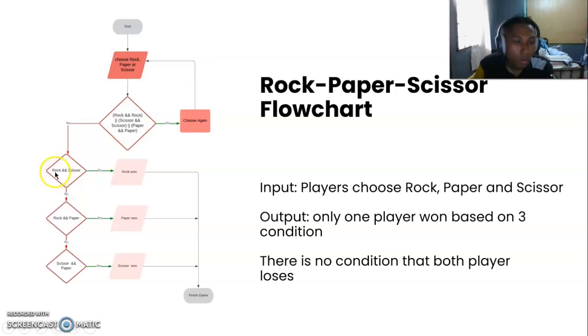But if the two players have rock and scissors, the player who has rock has won. If the two players have rock and paper, the player who has paper won. And if the players have scissors and paper, the player who has scissors won. So that is one condition. There are three conditions that bring one player the win.